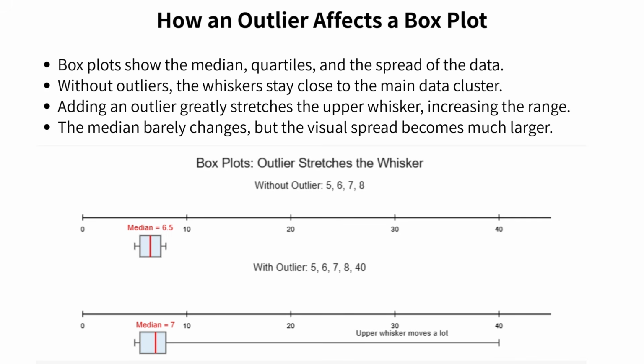Even though only one value is responsible, the entire visual range of the plot becomes much larger. This shows how outliers influence the overall spread and can make the dataset appear more variable than it truly is for most of the values.